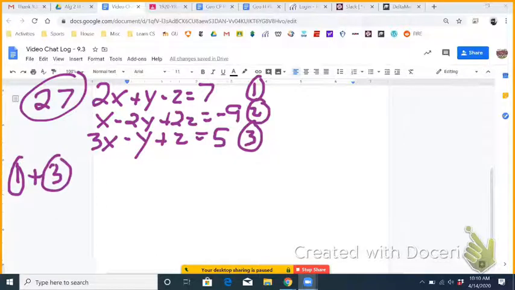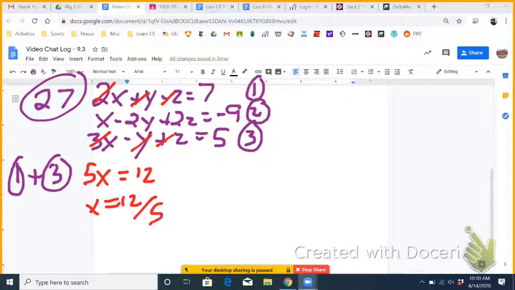Alright, so when we add equations 1 and 3 together, we get 5x, and then y plus negative y cancels out. Let me do it like this. That plus that is 5x. That plus that just cancels out. That plus that just cancels out. And then 7 plus 5 is 12. So we have x is equal to 12 fifths. Alright, so we got x now.